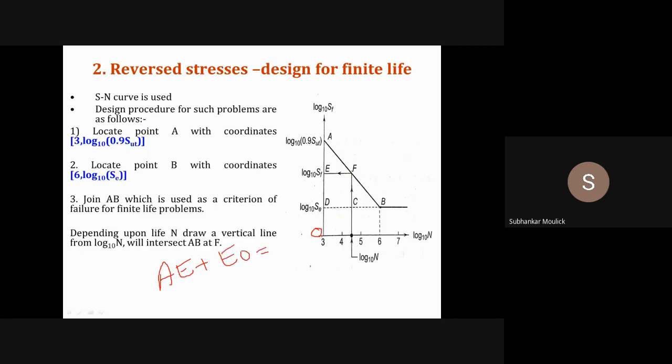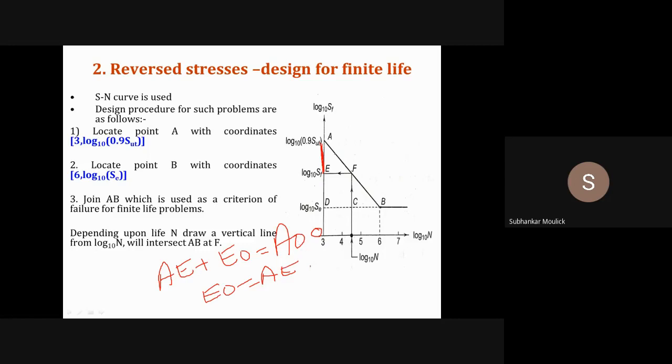AE plus EO is equal to AO. Then EO will be how much? EO will be AE. That AE I have already calculated from the similar triangle concept. So EO is AO minus AE.